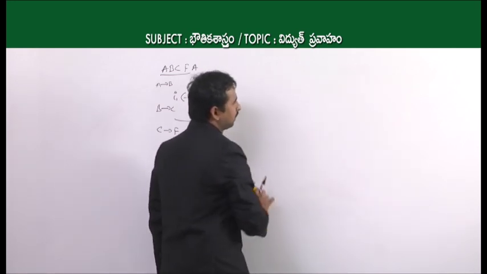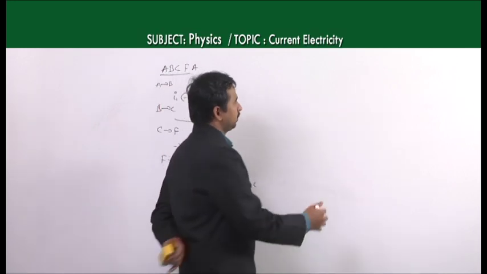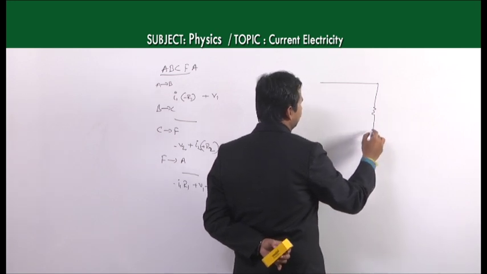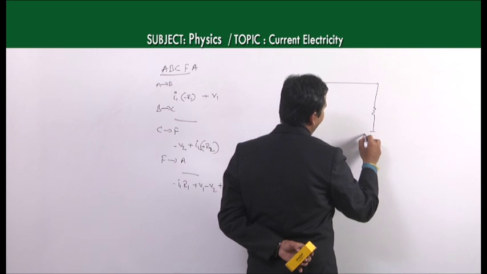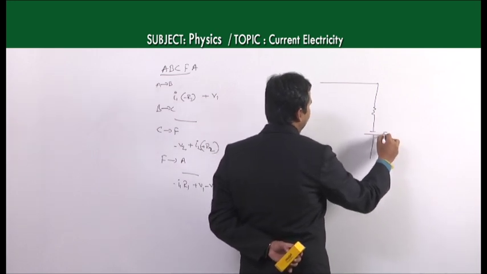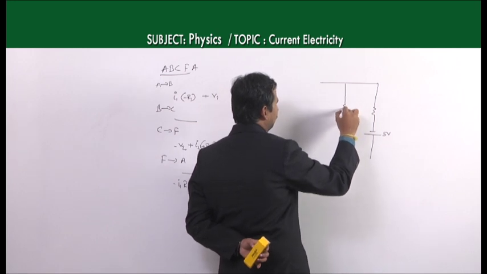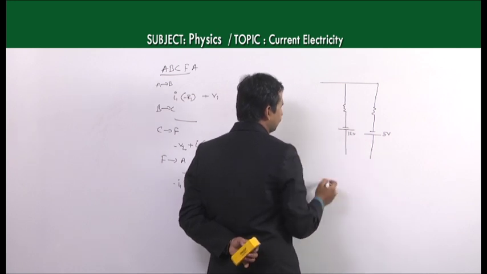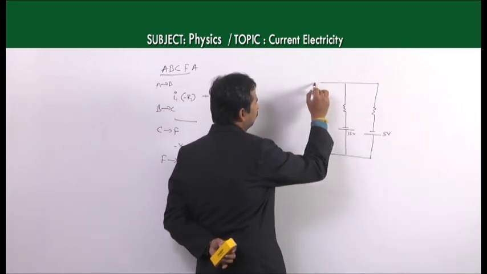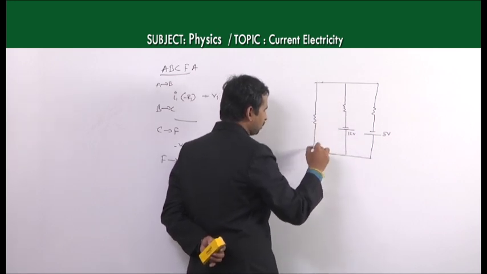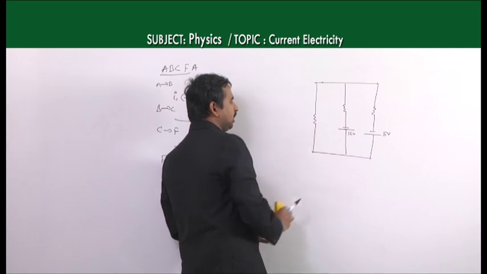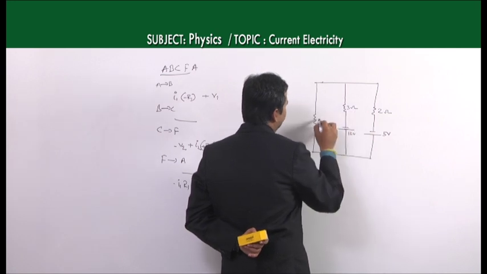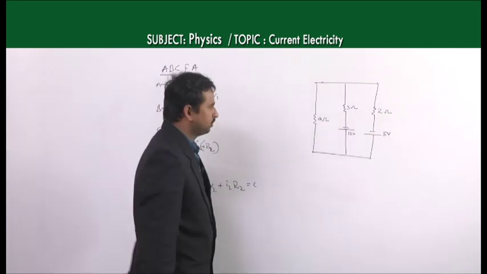Kirchhoff's second law here, let us suppose again we are taking one simple circuit, in which we have 3 resistances connected to a battery. Let this be 5 volts, and one more resistance there, and again the connection with the 12 volts. And again these two are passed through one more resistance here. So in total we have 3 resistances, R1, R2, R3. Let them be 2 ohms, 3 ohms, 4 ohms.